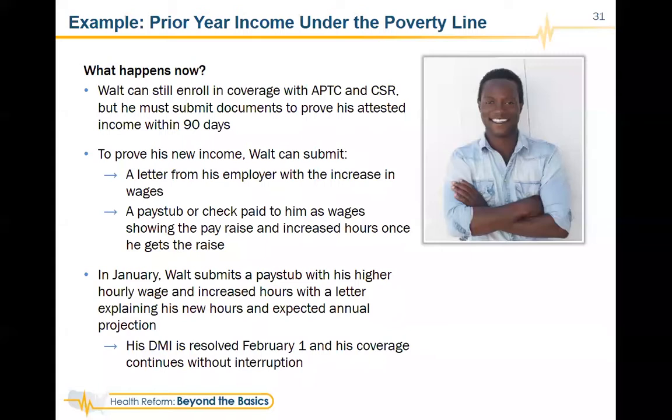And so he does that in January. Walt submits a pay stub with his higher hourly wage and increased hours with a letter explaining his new hours and expected annual projection. Walt is on it, and his DMI is resolved, and he continues without interruption.